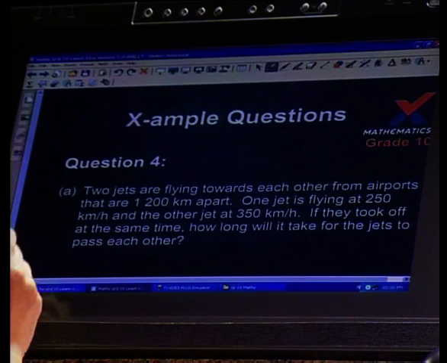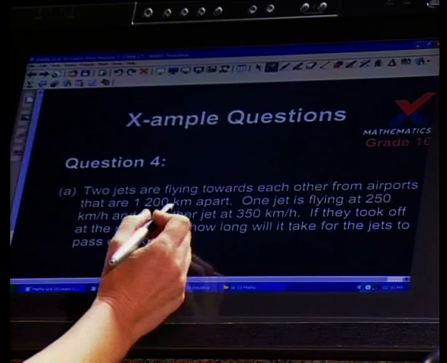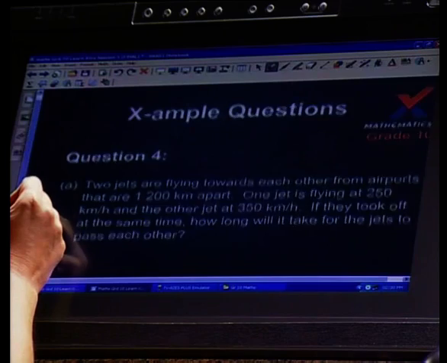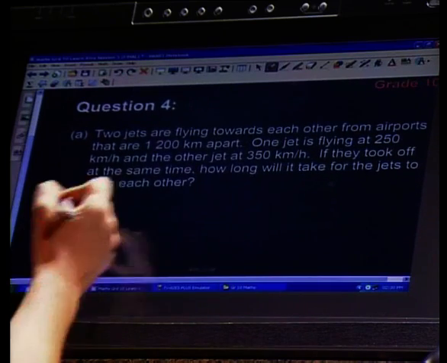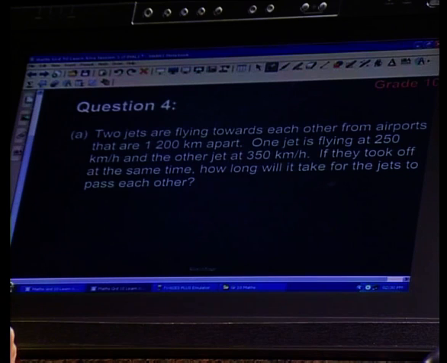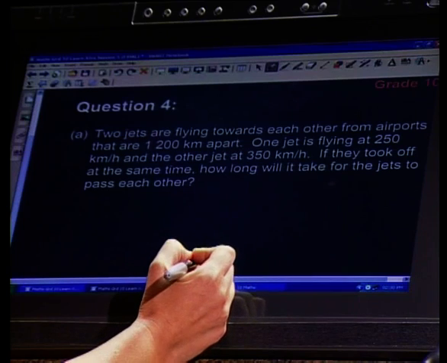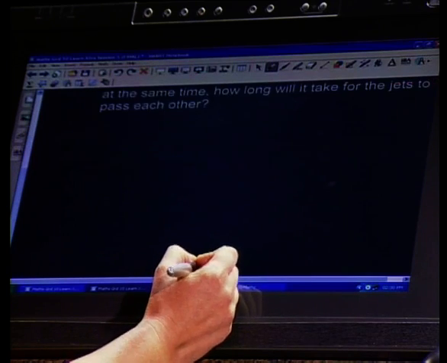Welcome back, grade 10s. We're going to carry on with some word problems. Let's see what we've got next. Two jets are flying towards each other from airports that are 1,200 kilometers apart. The one jet is flying at 200 kilometers per hour and the other jet at 350 kilometers per hour. If they took off at the same time, how long will it take for the jets to pass each other?